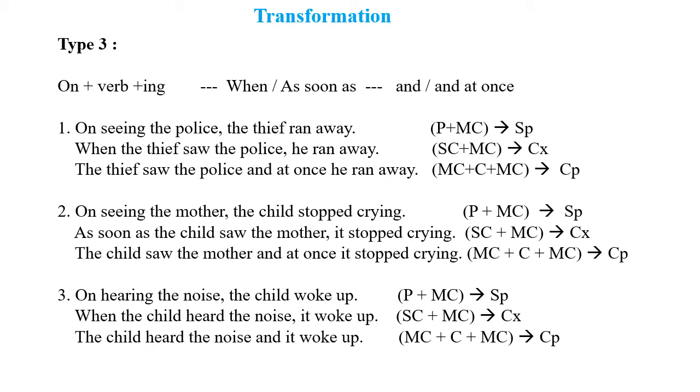On hearing the noise, the child woke up. On hearing the noise. This is the phrase. We are putting the conjunction when, subordinating conjunction when, taking the subject from the main clause, the child, and we are putting the verb heard, the noise. When the child heard the noise, it woke up. Then we'll remove when, introduce and, we'll get the compound sentence.